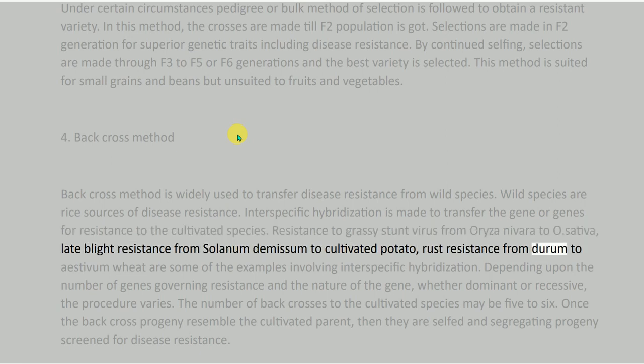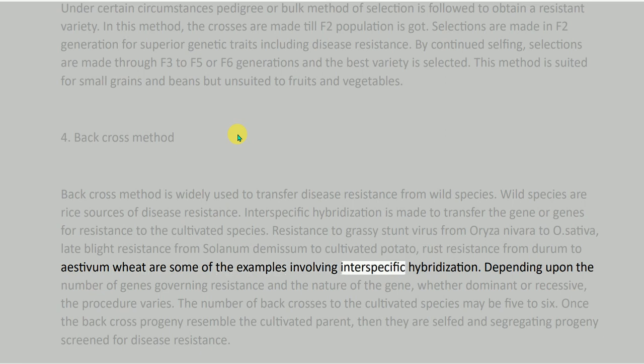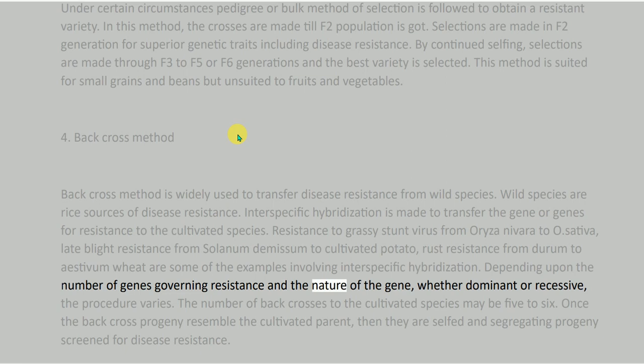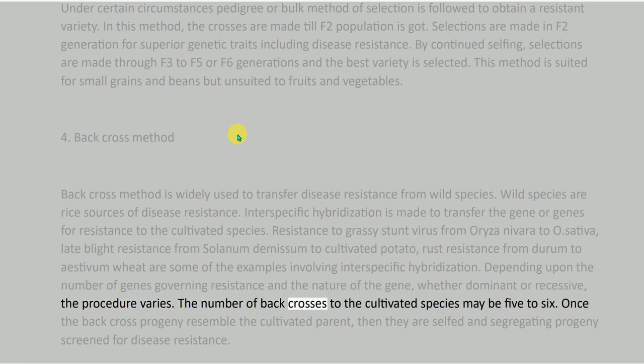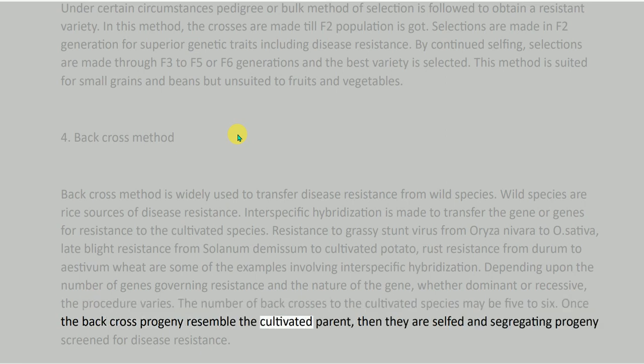Depending upon the number of genes governing resistance and the nature of the gene, whether dominant or recessive, the procedure varies. The number of backcrosses to the cultivated species may be 5 to 6. Once the backcross progeny resemble the cultivated parent, they are selfed and the segregating progeny screened for disease resistance. 5. Induced mutagenesis.